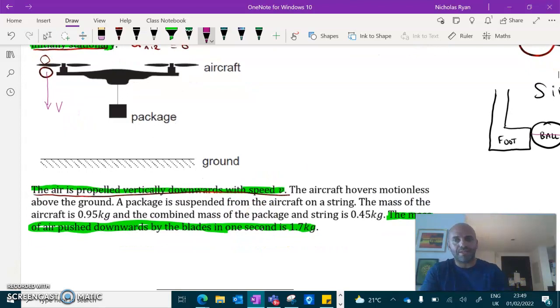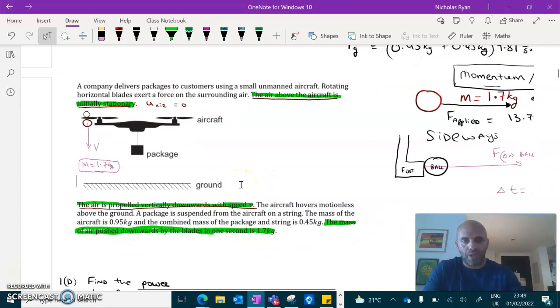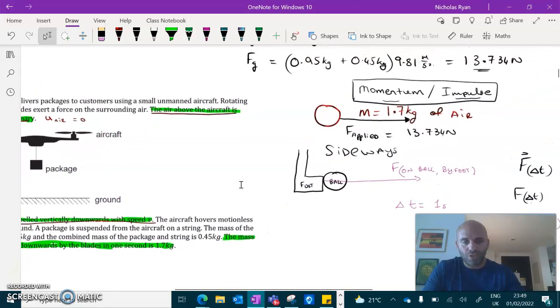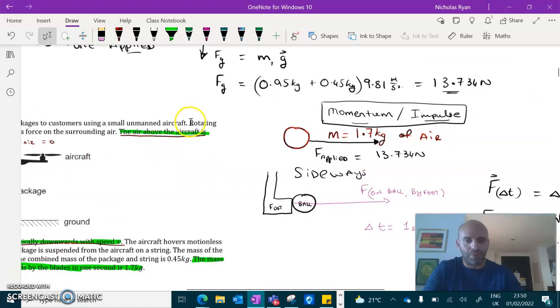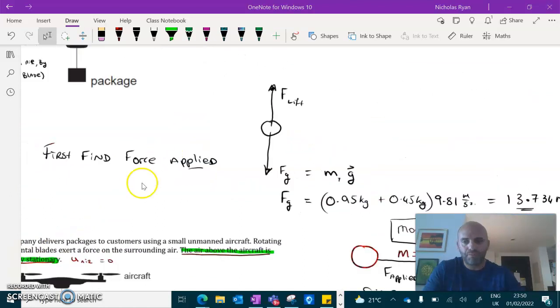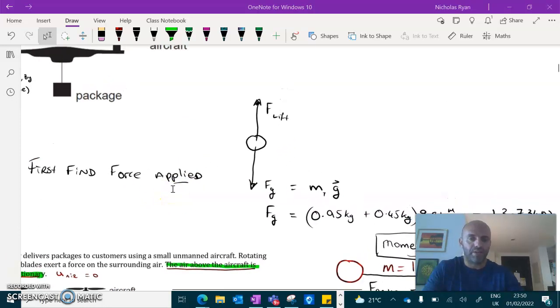We are told that this ball of air has a mass of 1.7 kgs. So you can see that we've got a possible force that we could work out, not too difficultly. We've got a mass, and we're asked for a velocity. So that should give you the indication that this is probably going to be a momentum impulse problem. Okay. So I would first of all find the size of the force applied on the air.